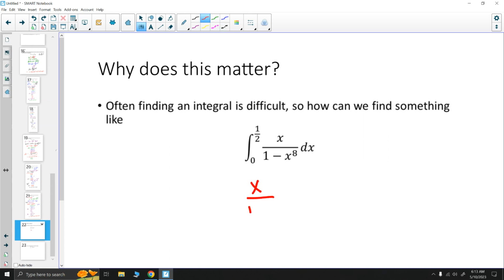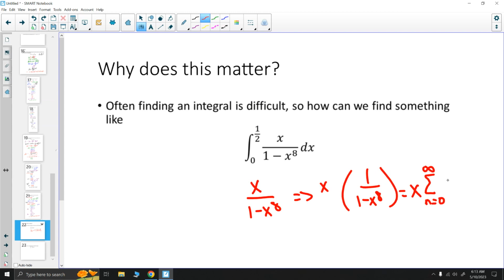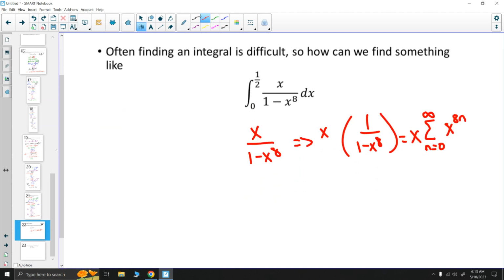Well, if we have x over 1 minus x to the 8th, that's like saying x times 1 over 1 minus x to the 8th, which is going to be x times the sum from n equals 0 to infinity of (x to the 8th) to the n, which is x to the 8n. So that means x over 1 minus x to the 8th is equal to the sum from n equals 0 to infinity of, if we multiply x in here, x to the 8n plus 1. That's what these two things are. And again, we can quickly double check that.